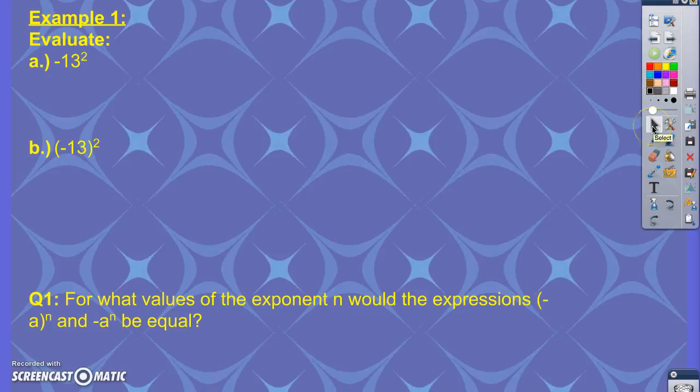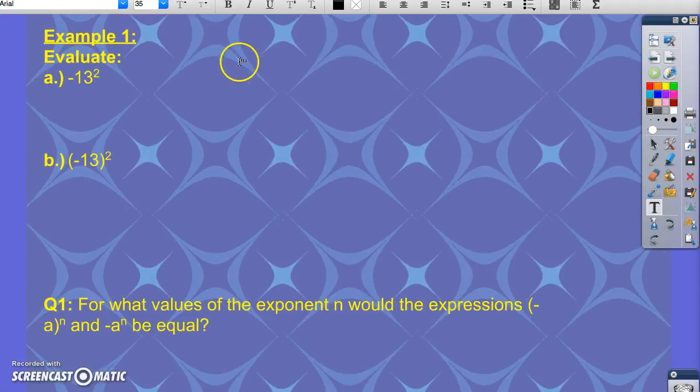All right, so if we take a look here, A is negative 13 squared. How you would rewrite this before we get an answer is negative, with a space there, 13 times 13. So the difference here is the negative is out front by itself, it's separate. So this answer is negative 169.